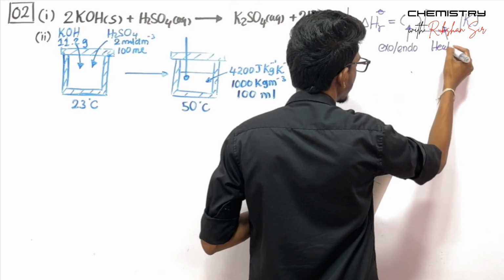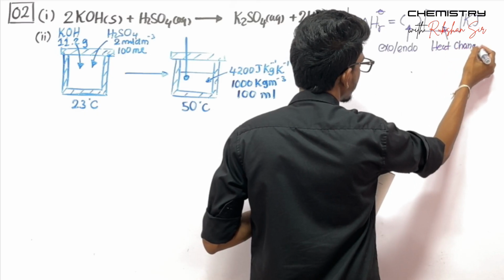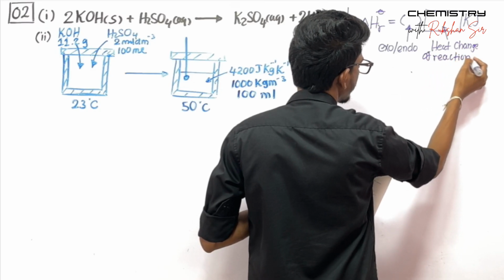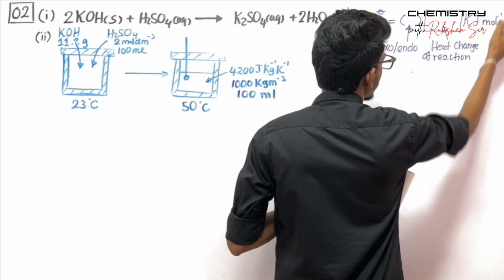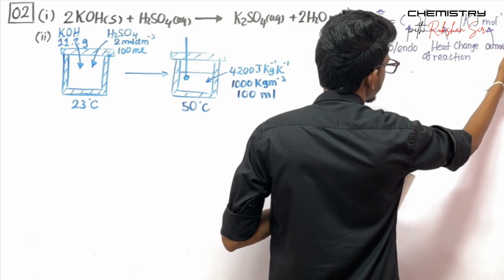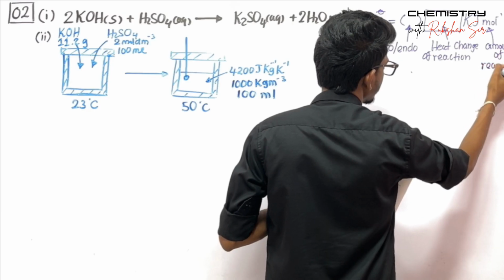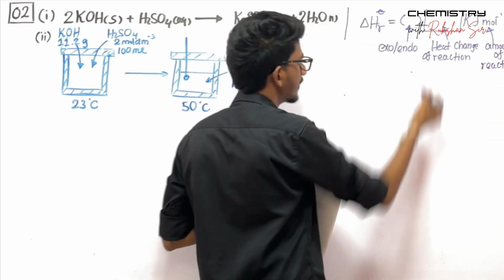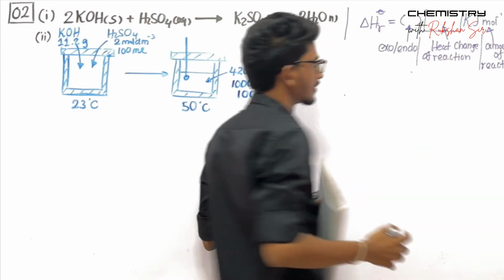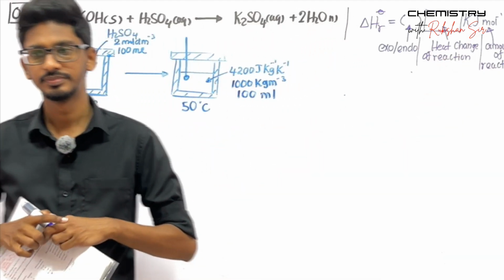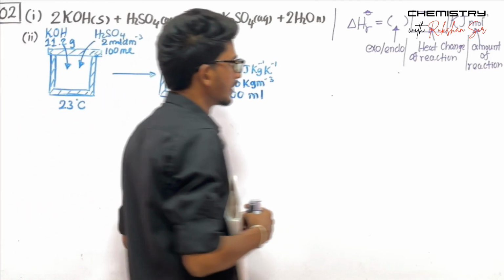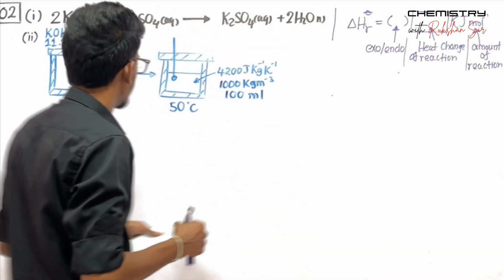Heat change of reaction. After that, we need to come up with the amount of reaction as well, right? Amount of reaction. If you can come up with these three things, we are done with the delta H naught R. That is the idea, right? Right now, okay, let's do it.